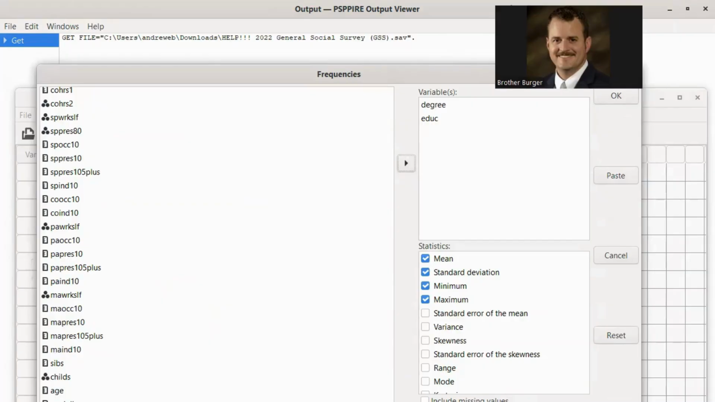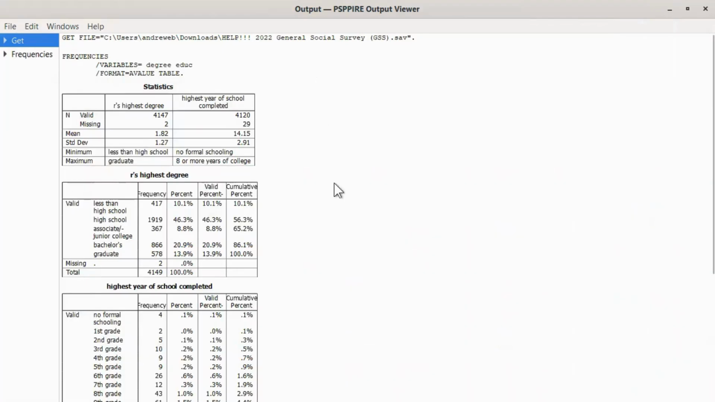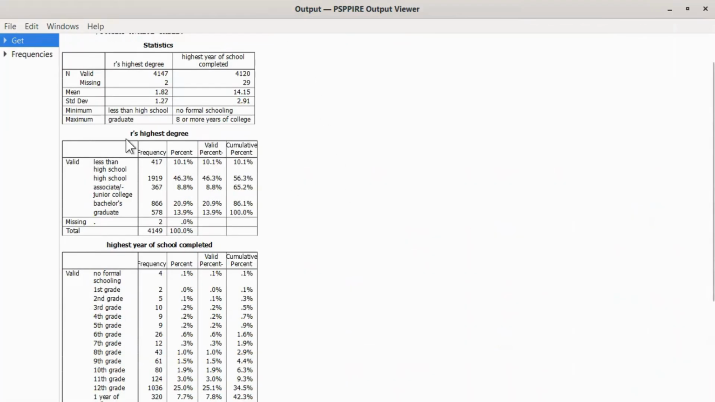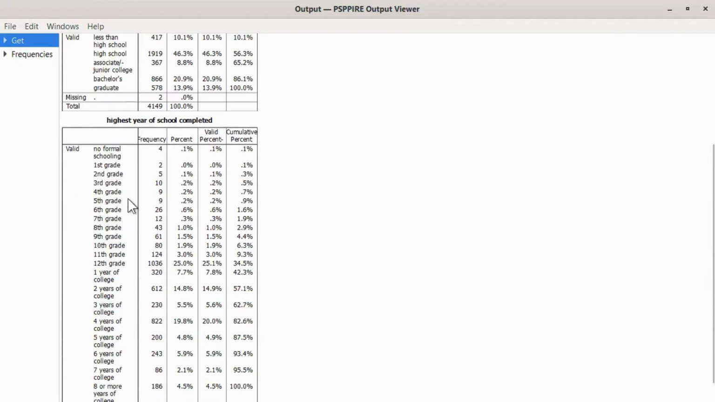Let me hide some of the Zoom stuff. There we go. All right, we have degree, which is the highest degree that they have achieved. And this is coded as 0 for less than high school, 1 is high school, 2 associates, 3 bachelor's, 4 graduate. And then when we get down to highest year of school completed, this is more numerical.